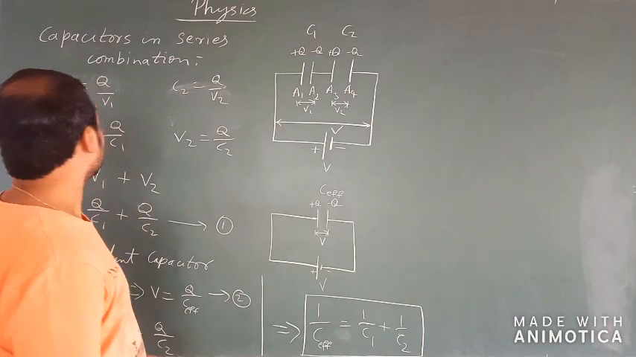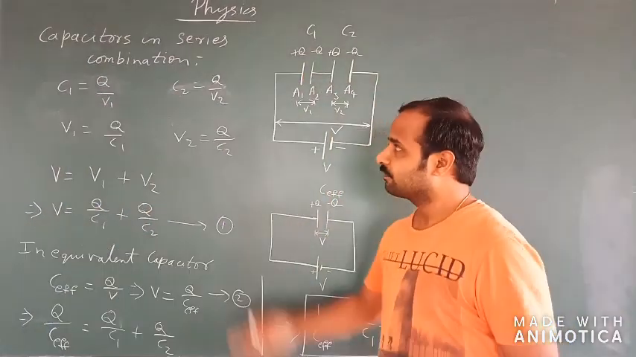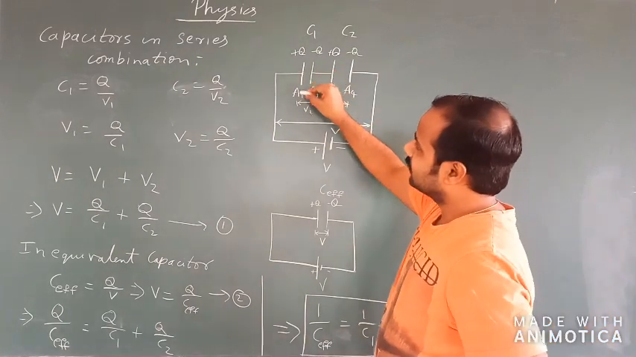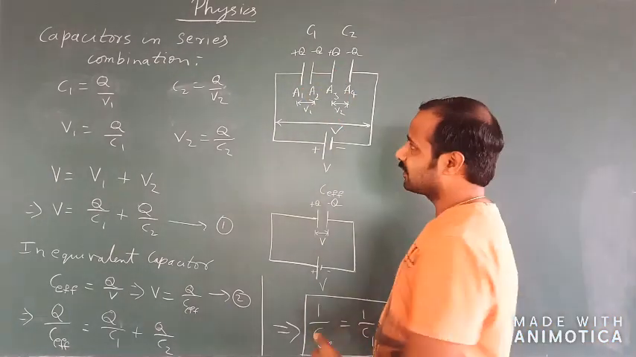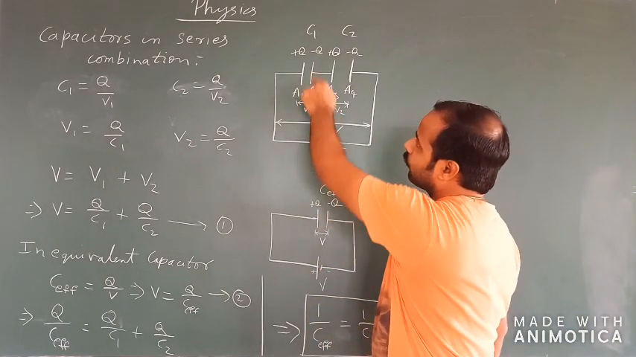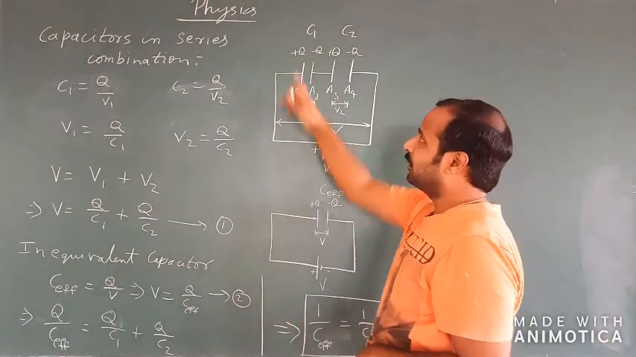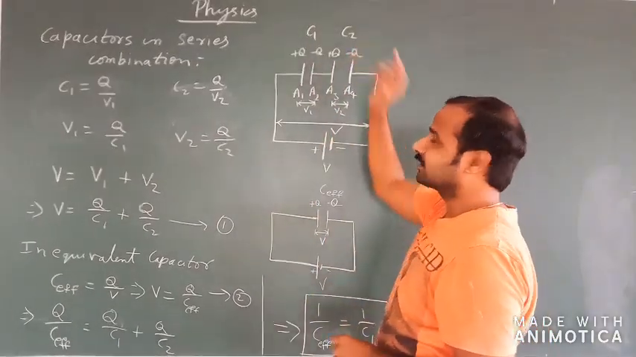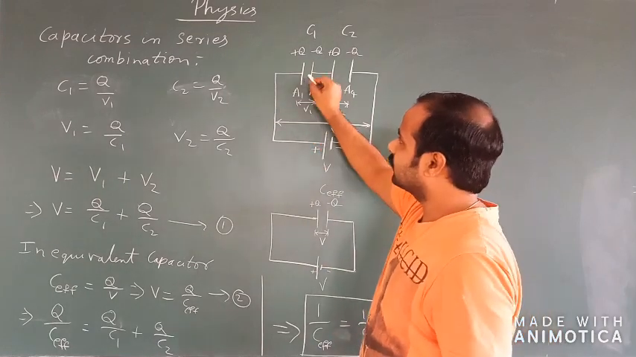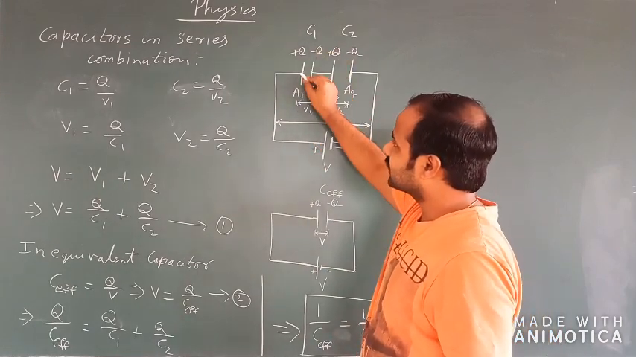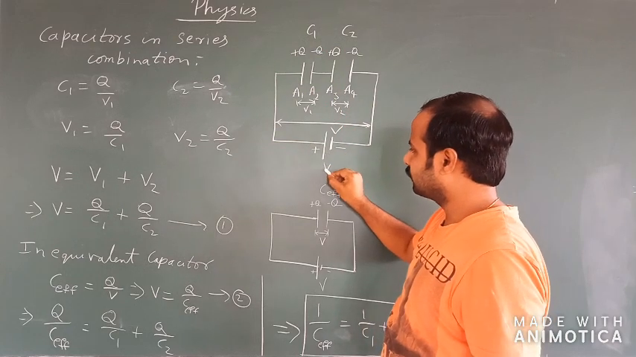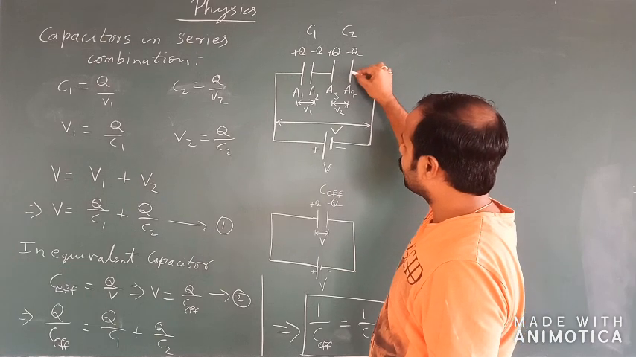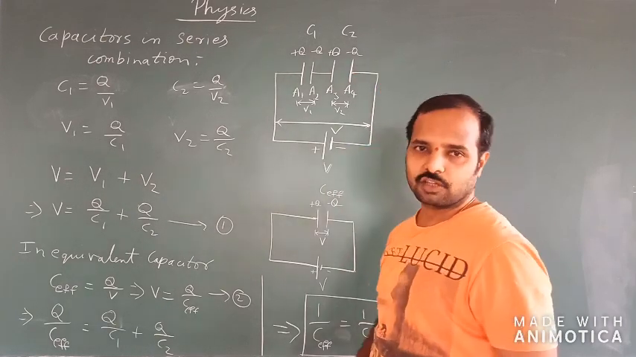As you can see here, in the series combination, we have the two capacitors connected end to end. For better understanding, I have marked the plates as A1, A2 for the plates of the parallel plate capacitor C1, and A3 and A4 are the plates of capacitor C2. Now just have a look at it. The A1 plate of capacitor C1 is connected to the positive terminal of the battery, and the A4 plate of capacitor C2 is connected to the negative terminal of the battery.